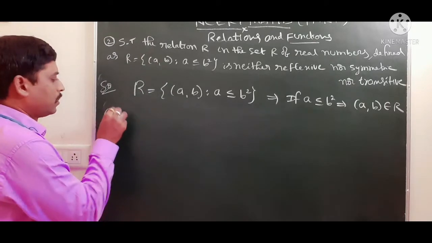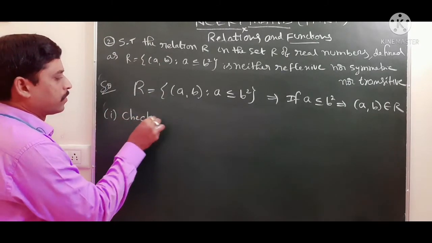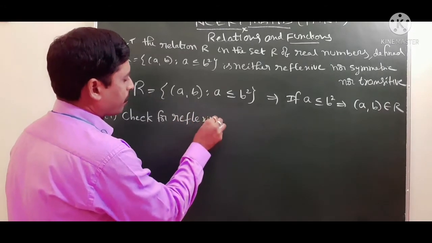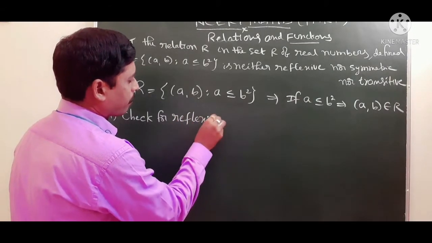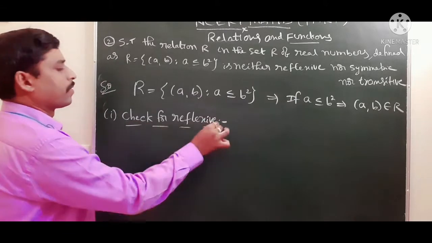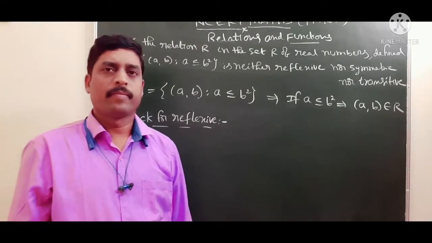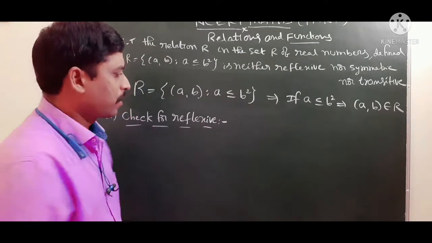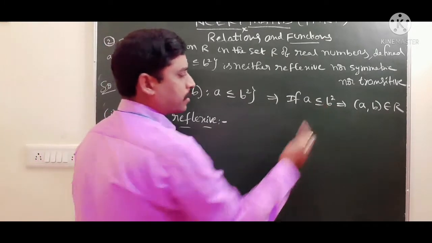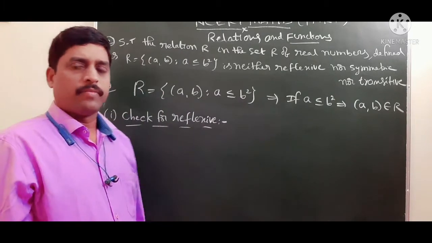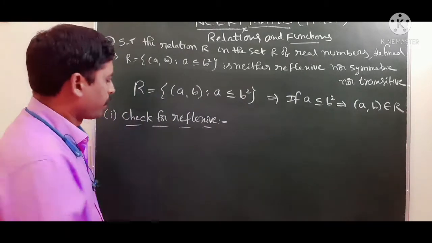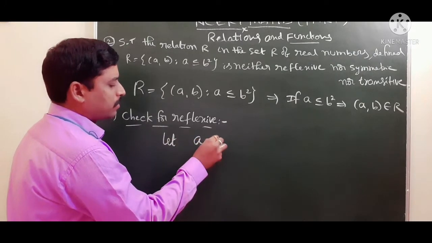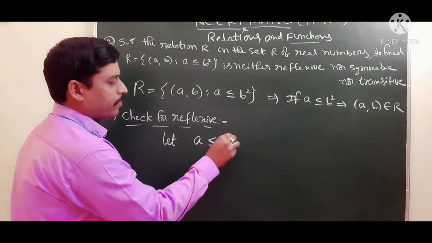First, check for the reflexive property. What is the reflexive property? Every element of A is related to itself. What is the given condition? This is the given condition. In the reflexive case, let us take the same elements. Let us take A less than or equal to A squared.